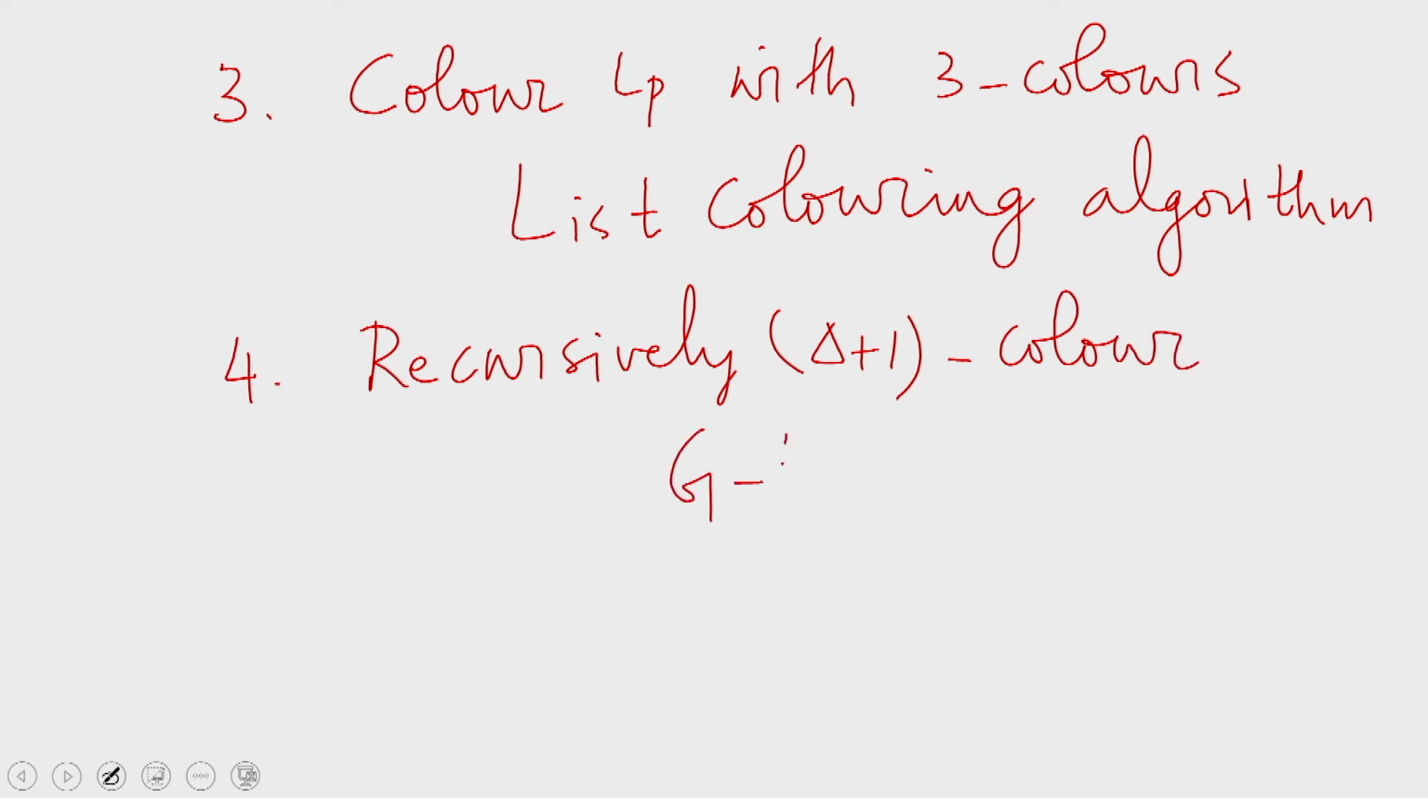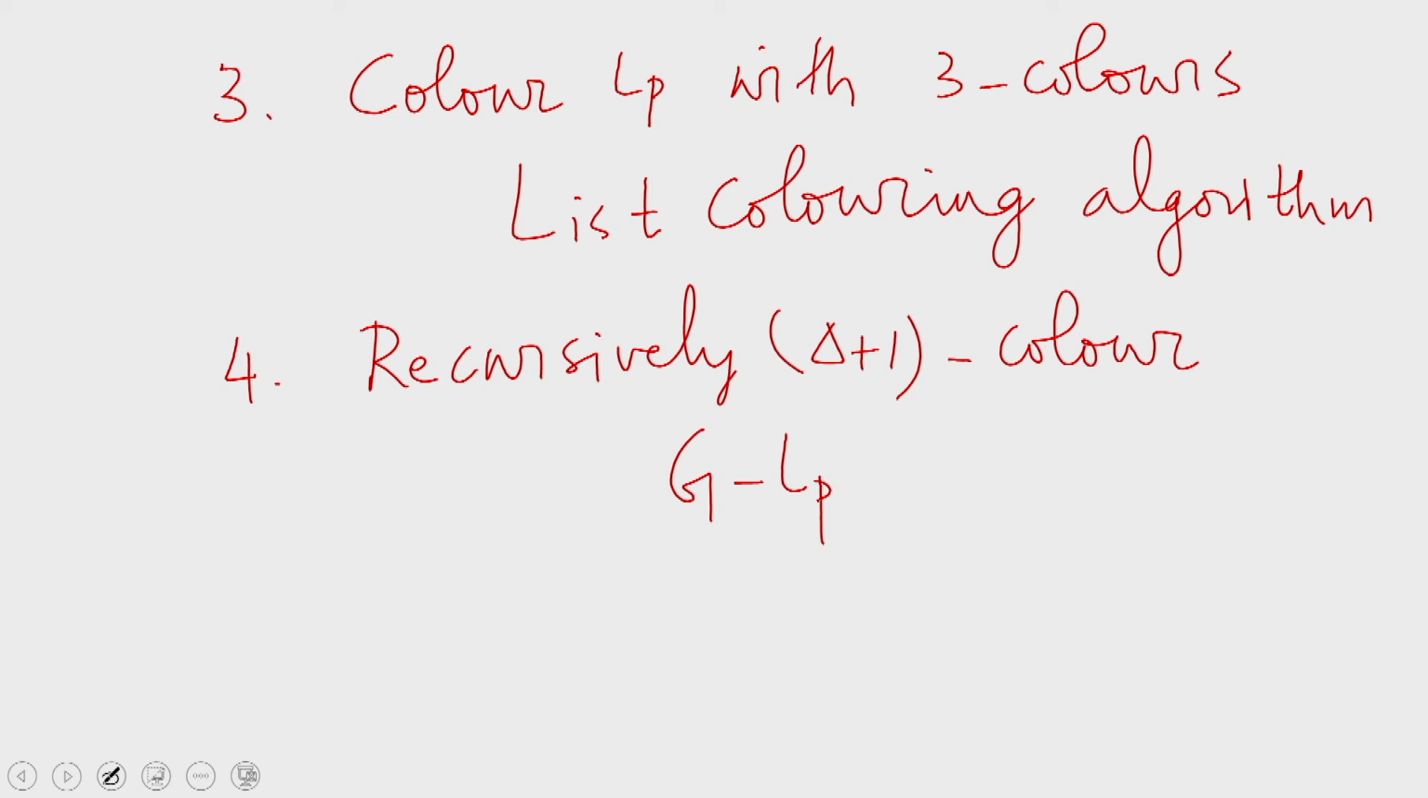G minus LP. G minus LP is a delta degree graph, but it has fewer edges. So, it should be possible to delta plus 1 color it. From the sequential algorithm, we know that it is indeed possible to delta plus 1 color it. So, we recursively delta plus 1 color it. We shall see how far the recursion will go. First, let me describe the algorithm, then we will do an analysis and see how far the recursion will go.